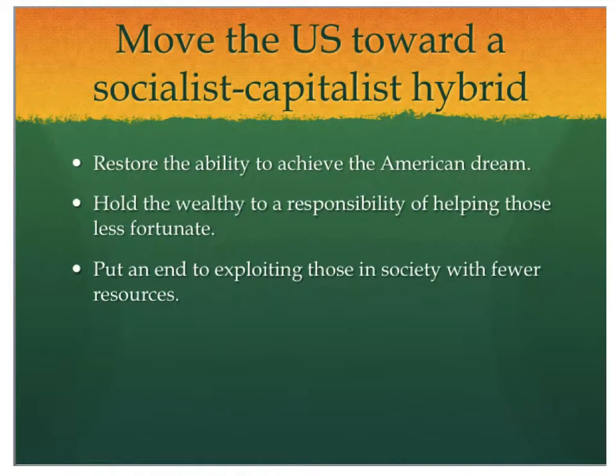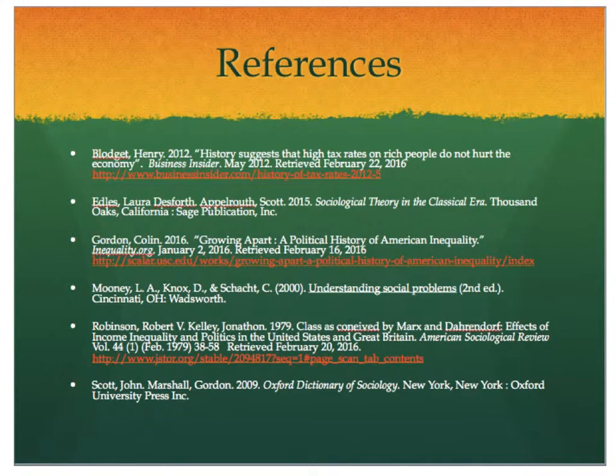So basically, we should move the United States toward a socialist capitalist hybrid. Restore the ability to achieve the American dream. Hold the wealthy to a responsibility of helping those less fortunate, and put an end to exploiting those in society with fewer resources.